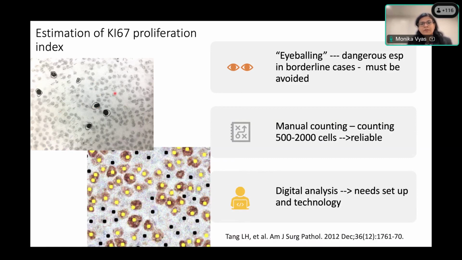proliferation index. One way that people often do is just look at the slide and try to guess what it might be. It's called the eyeballing method, and that's obviously not accurate. And now we have various digital tools also available to automate your proliferation index analysis.